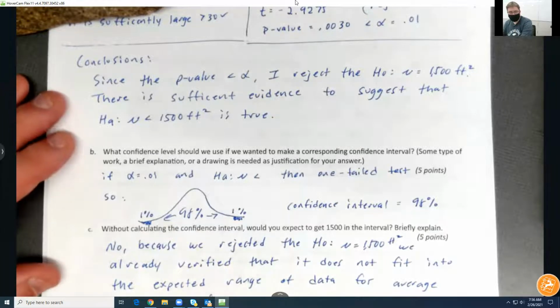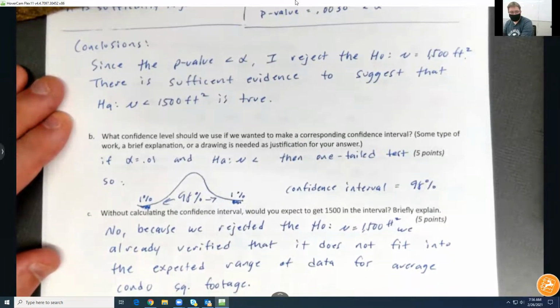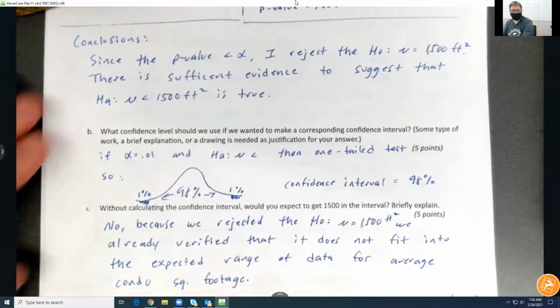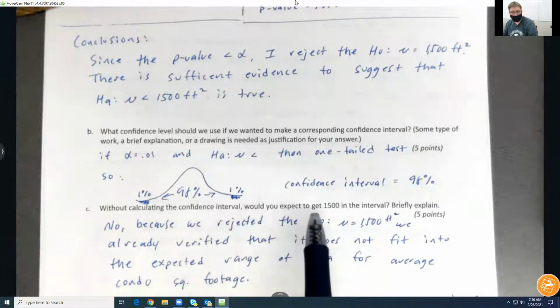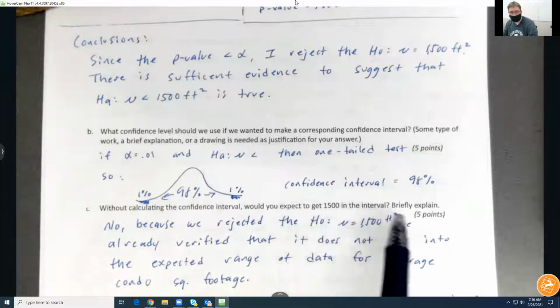Which leads us to part C. Move it up just a smidgen. There we go. Without doing the confidence interval, which I actually did, so you guys can see the interval here in just a second. Without actually doing the confidence interval, would you expect to get 1,500 in the interval, and explain why? So what did we just do with our 1,500?